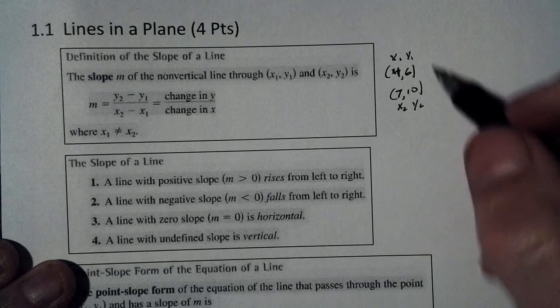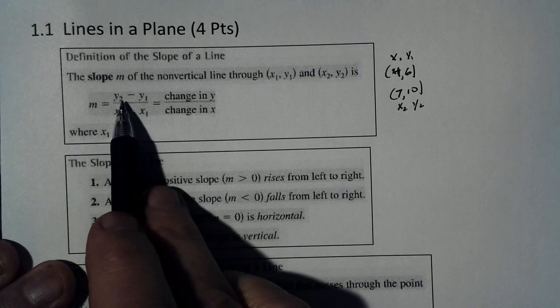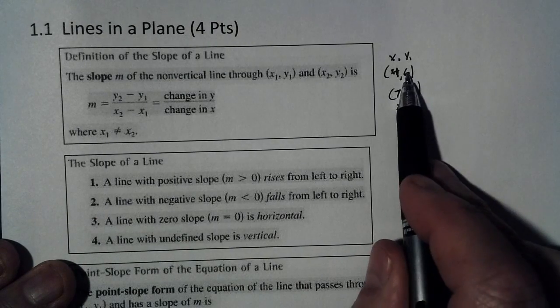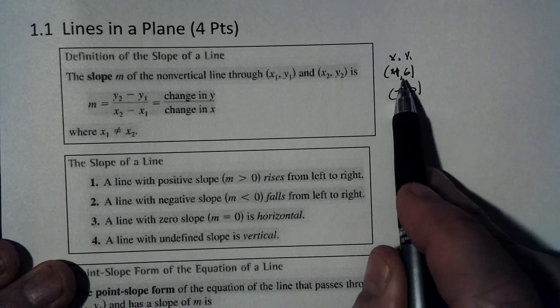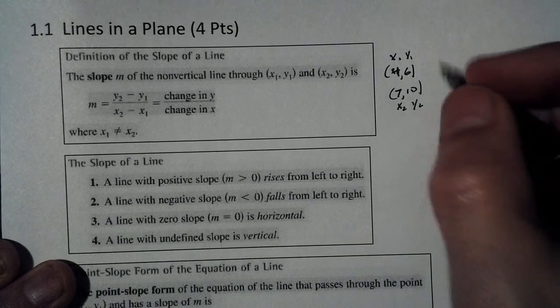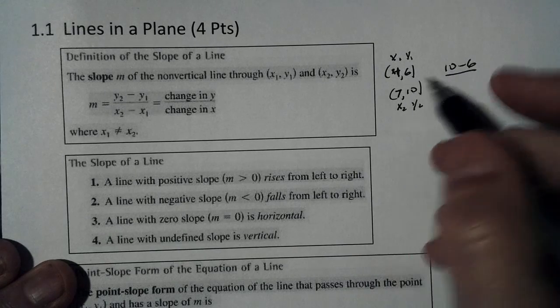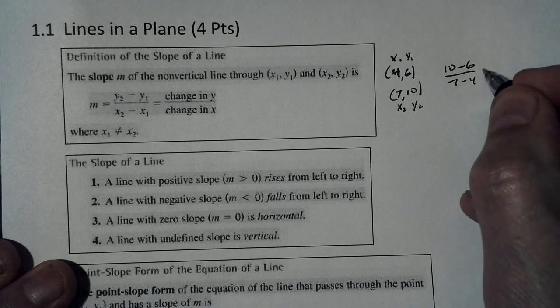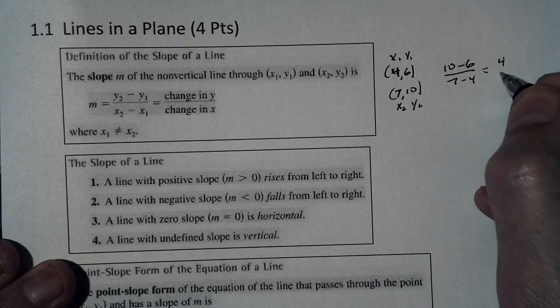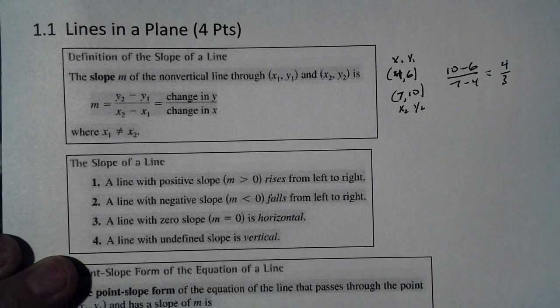And it doesn't matter what order I subtract them in so long as I stay consistent. If I start with 6 minus 10, I need to put that over 4 minus 7. Or I could start with 10 minus 6 over 7 minus 4. And we find out that our slope is 4/3.